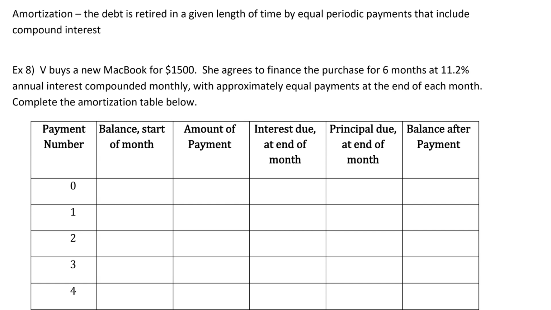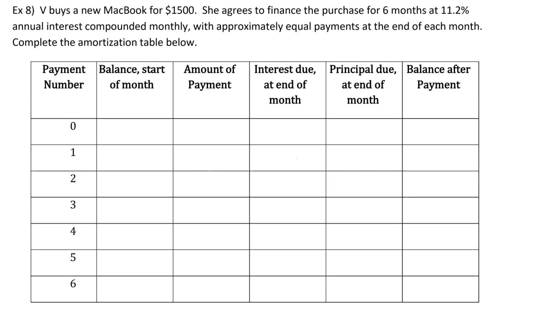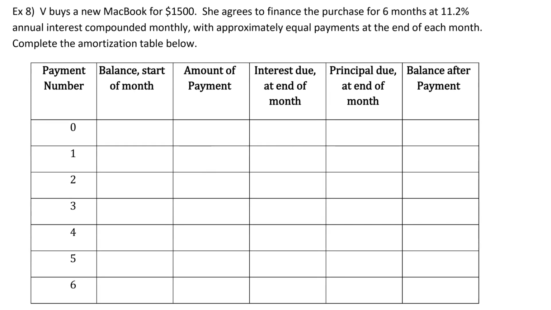Now, what we haven't discussed is that for each payment, part of your payment goes towards interest, and part of your payment goes towards actually paying off your balance. All right, so that's what we're going to look into more with this table. So let's look at example eight.